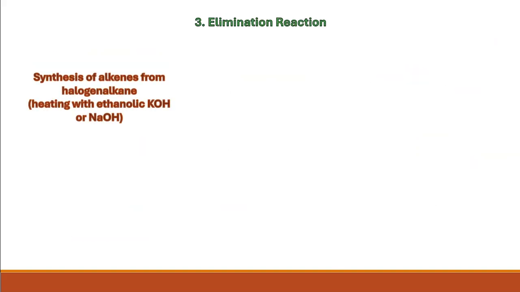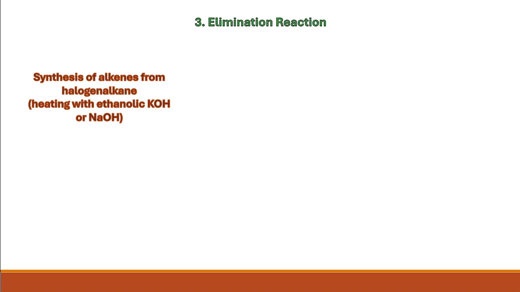Elimination reaction. An elimination reaction is a reaction where you remove a small molecule from your compound in order to make alkenes. So you could either remove hydrogen halide from halogenated compounds to make alkenes, or you could remove water, as a dehydration, from an alcohol to make alkenes.